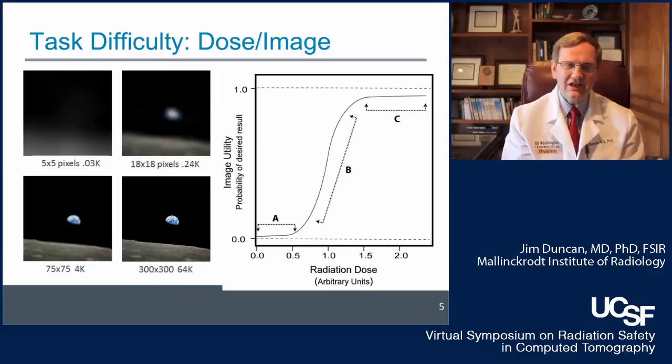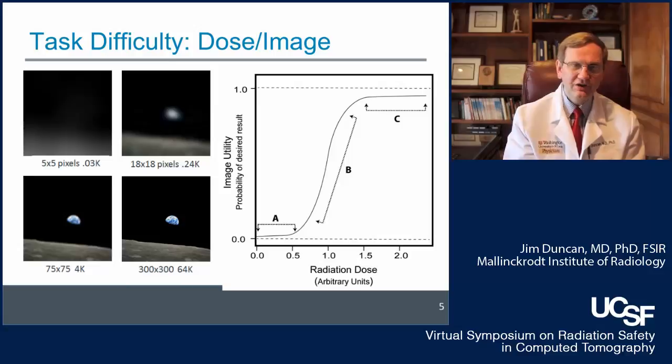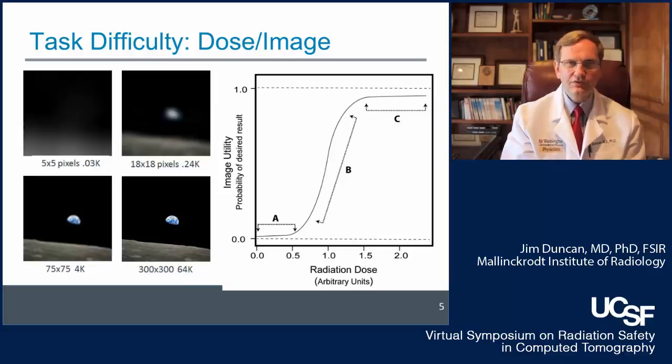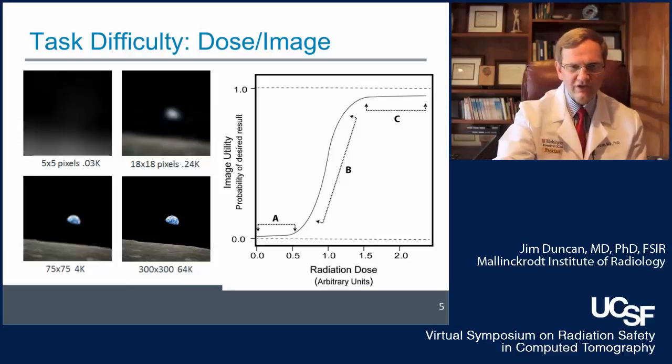Image utility has this sigmoidal curve. Image quality would be, well, the number of pixels and resolution and the signal to noise within all those pixels. It's going to be a different shape curve. It's not going to have this sigmoidal character. And we know as we're working in these procedures that we've got enough information to drive the procedure through this step. Let's finish it and move on to the next step.